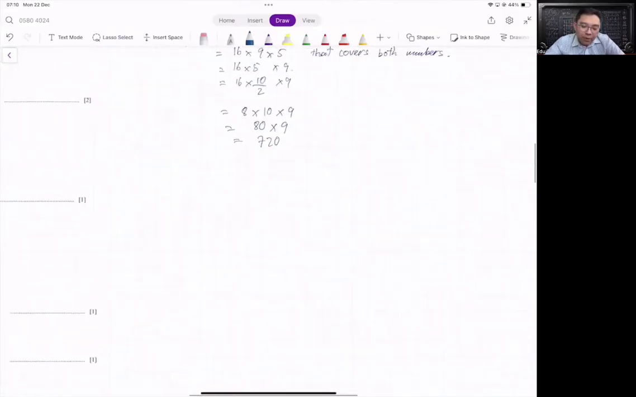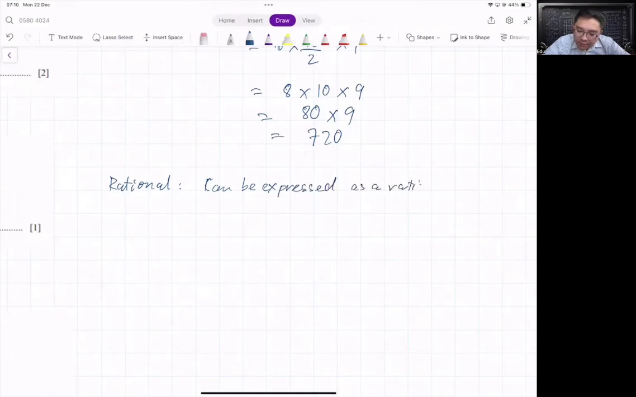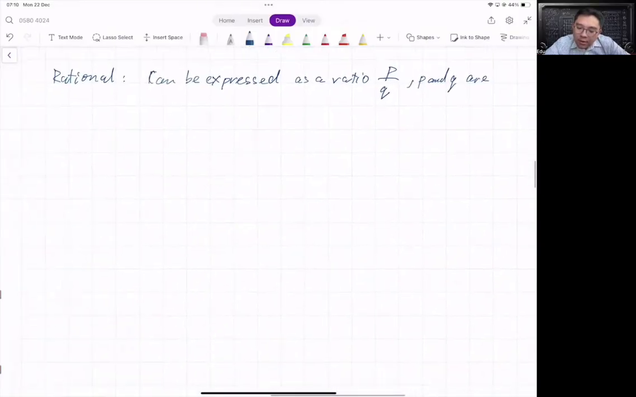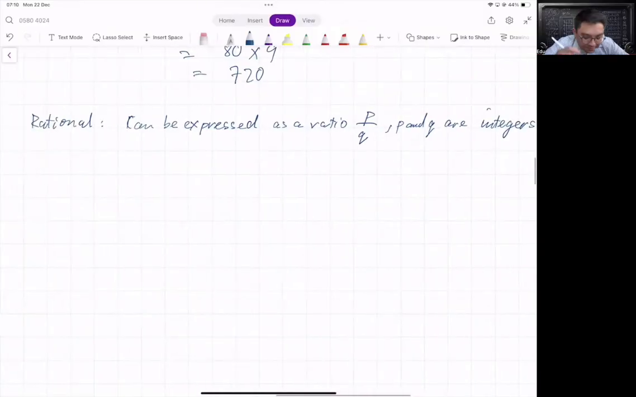Okay, so next up we have rational. Rational comes from the word ratio, so it can be expressed as a ratio P over Q, where P and Q are integers. For example, we'll talk about 5.